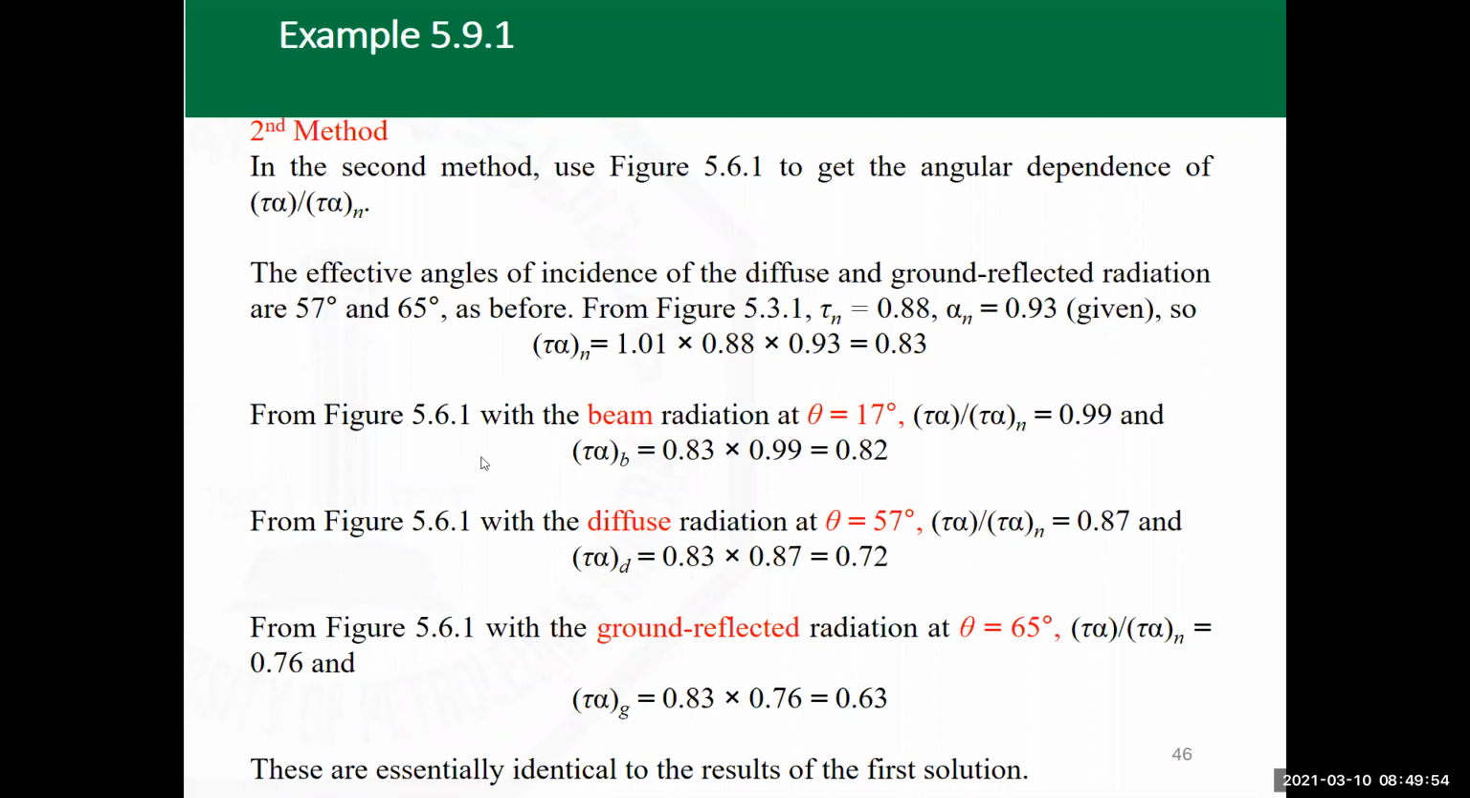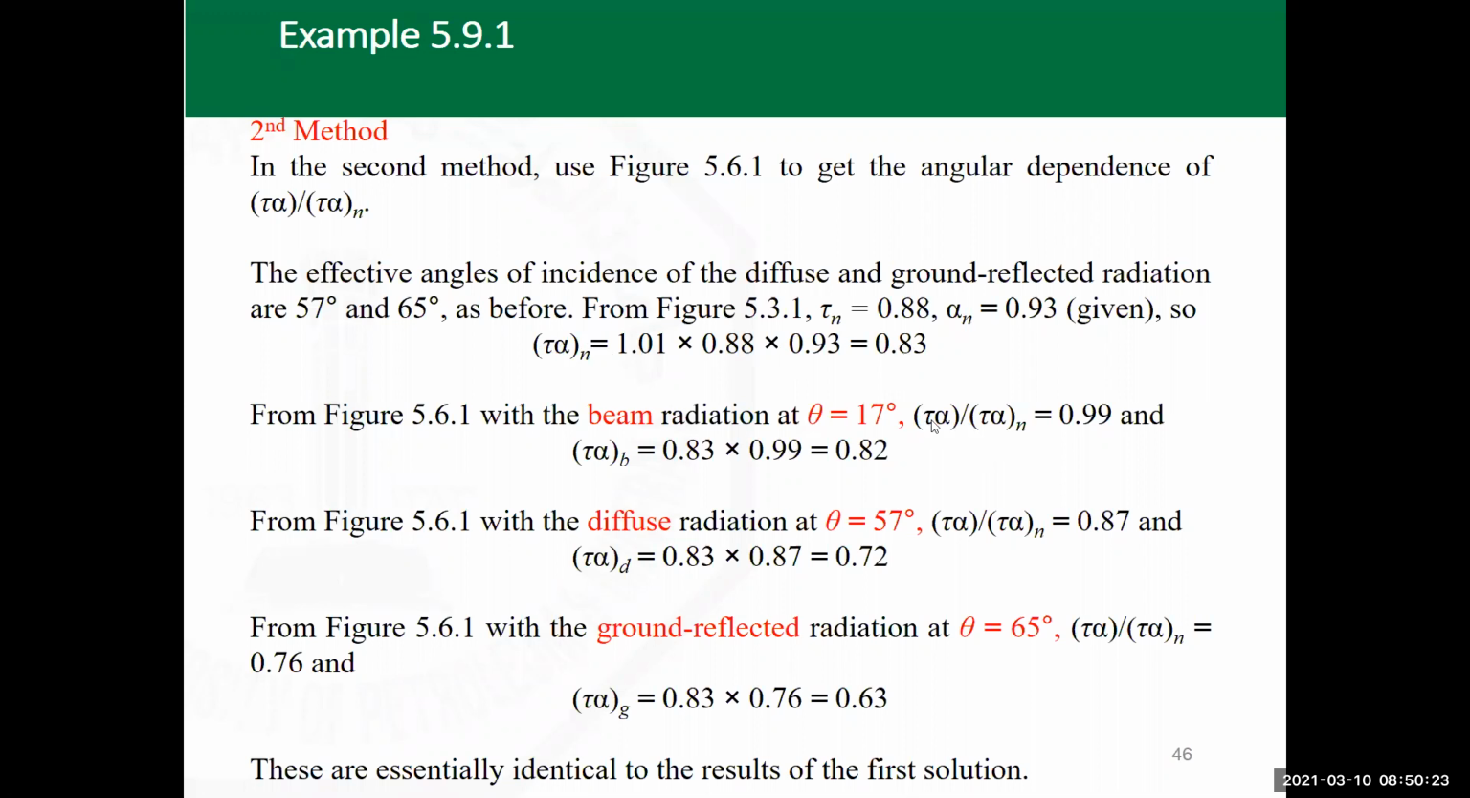And the same thing is going to be done for the beam radiation. We have the fraction and we have the tau alpha n, so you can substitute here and obtain it. And the same thing applies here for the diffuse radiation. Now you have the components right away for the beam radiation, for the diffuse radiation, and for the ground reflected radiation. What did you have to do at the beginning? Just obtain the value of tau alpha n, which is this. And after that, the components are obtained.